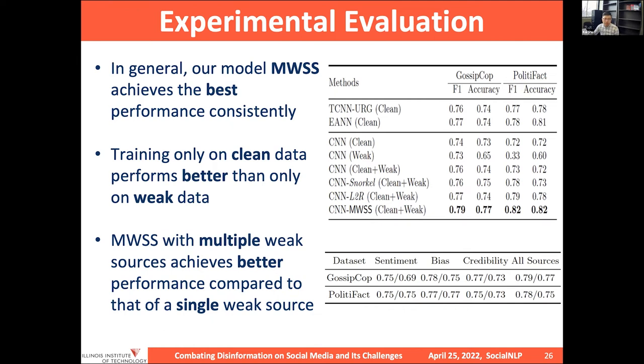And our model, because it considers multiple weak sources, tries to understand which weak source is more important than the other. So we can see in this data set specifically that in general, if you consider multiple weak sources, it's better than a single source, but which single source is better really depends on the data sets that we have, okay?